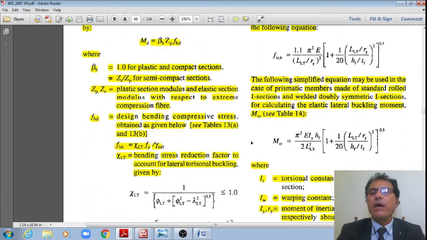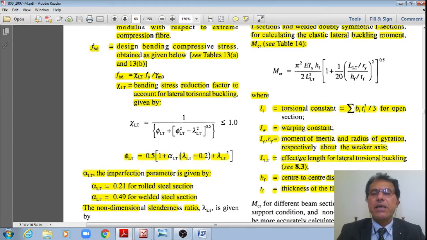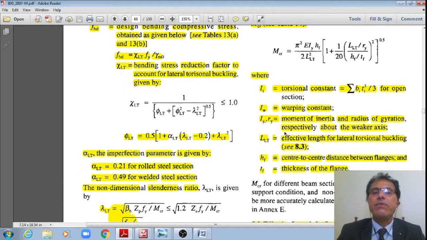Next one is, however, the following simplified equation may be used in case of prismatic members made of standard rolled I section and welded doubly symmetric I sections for calculating the elastic lateral buckling moment. MCR is equal to pi square E Iy hf divided by 2 LLT whole square, multiplied by 1 plus 1 by 20 (LLT divided by ry) whole square divided by (hf divided by tf) whole square, that under root, right? Where It is a torsional constant which is given by the summation of b t cube divided by 3 for open sections, and Iw is a warping constant.